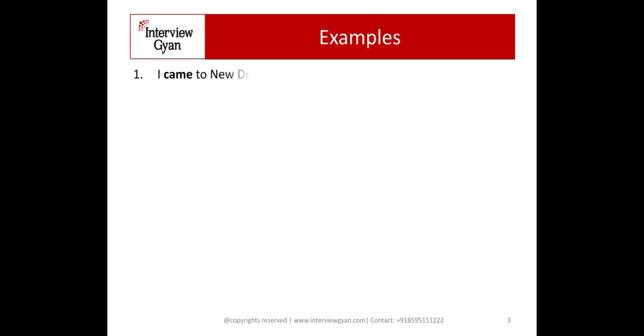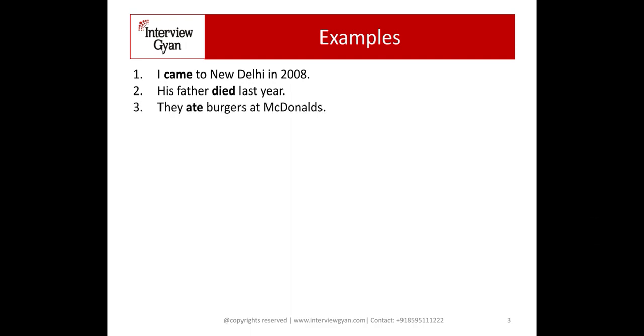Example number 1. I came to New Delhi in 2008. So the reference is 2008. Example number 2. His father died last year. So the reference is last year. Example number 3. They ate burgers at McDonald's. In this case, the reference has not been defined, but it is understood that the reference would be in the past tense. Sentence number 4. We informed them yesterday. So the reference is yesterday.